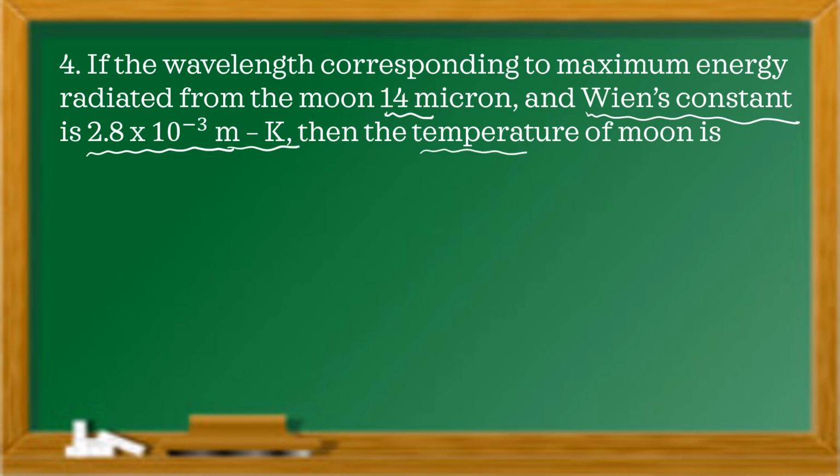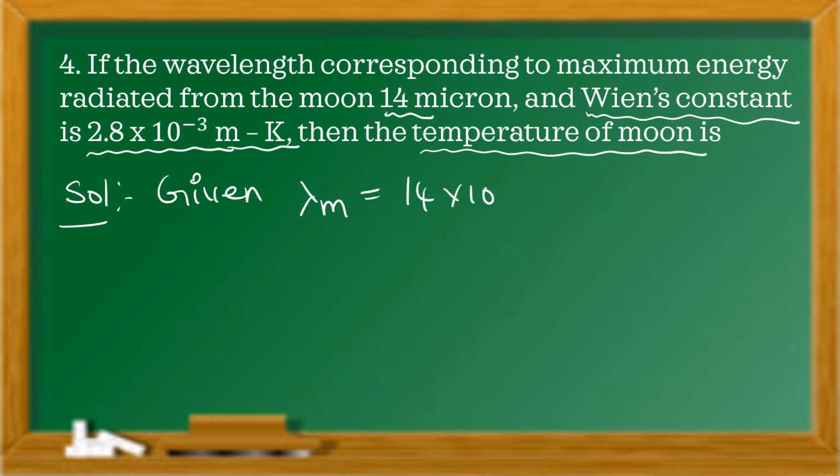Then you have to calculate the temperature of the moon. Let us go to the solution. Given: lambda m, the wavelength corresponding to maximum energy radiated from the moon, is 14 micron. Converting into meters, 14 × 10 to the power of minus 6 meters. And B, Wien's constant, is equal to 2.8 × 10 to the power of minus 3 meter Kelvin.